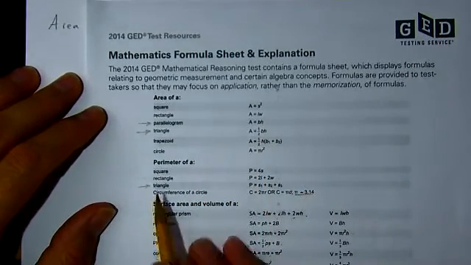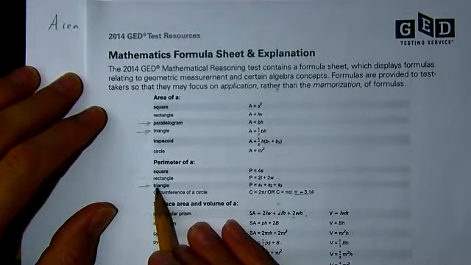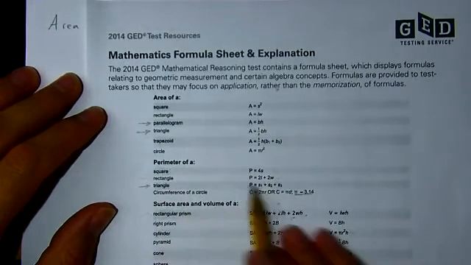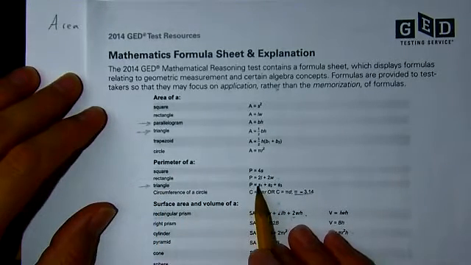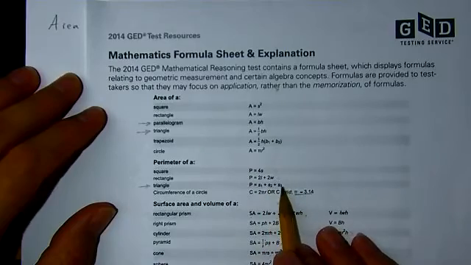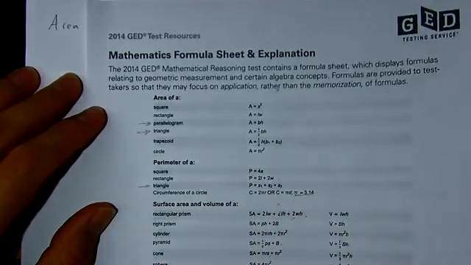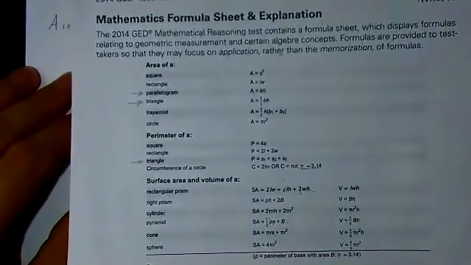Now this is kind of a waste of space, but just in case you forget on the GED, they've got perimeter of a triangle, and it just tells you to add the first side plus the second side plus the third side. If you remember what perimeter is, you don't really need that formula. There's not a perimeter for parallelogram because you just add all four sides together.